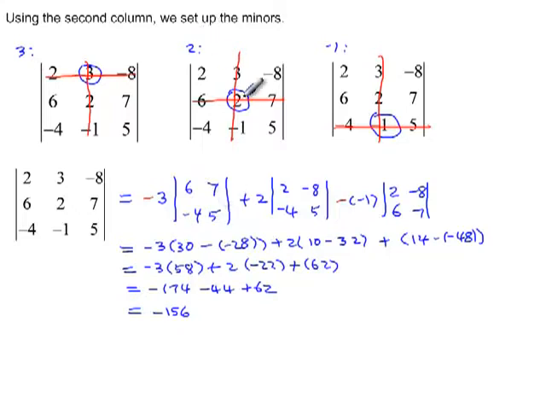Second entry in the second column, so cross out the second row, second column, so the minor will be 2, negative 4, negative 8, 5. Negative 1, the last entry in the second row: cross out the third row and also the second column. So 2, 6, negative 8, 7 will give you the minor.